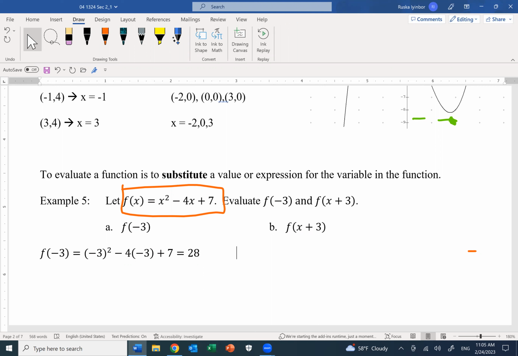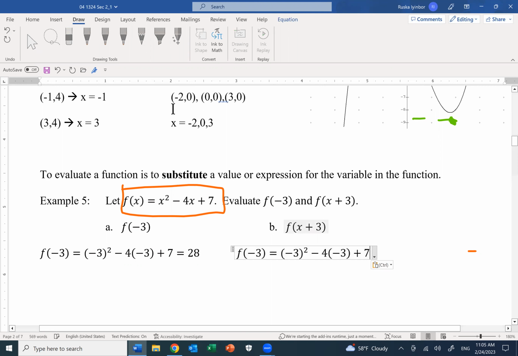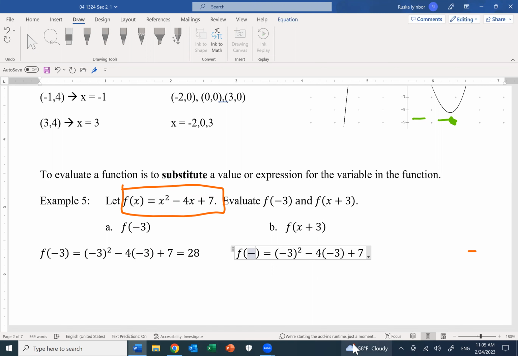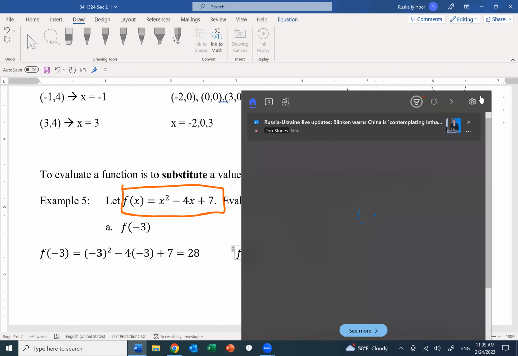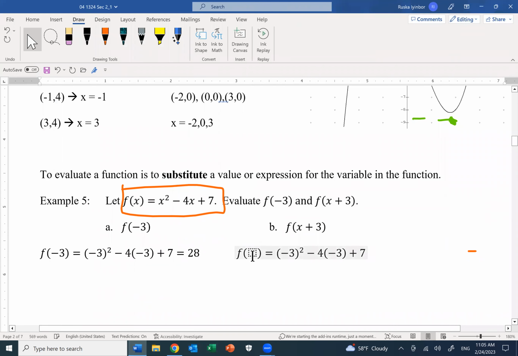Now, the next one, we're going to evaluate f of x plus 3. So instead of x, we're going to replace it with x plus 3. So here I'm going to plug it in the parentheses. I'm going to put x plus 3 in both of those x's. Depends how many x's you have. Just going to replace it, x plus 3.